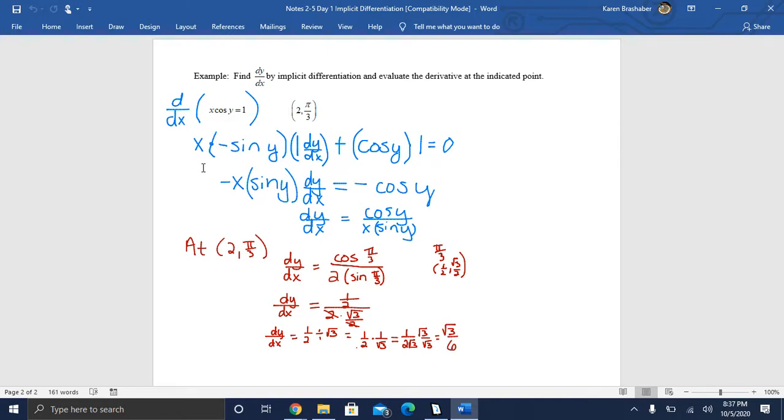So your dy dx in simplified form at the ordered pair 2 and pi over 3 would give you square root of 3 over 6. And that would be your slope of your tangent line at that point on the graph.